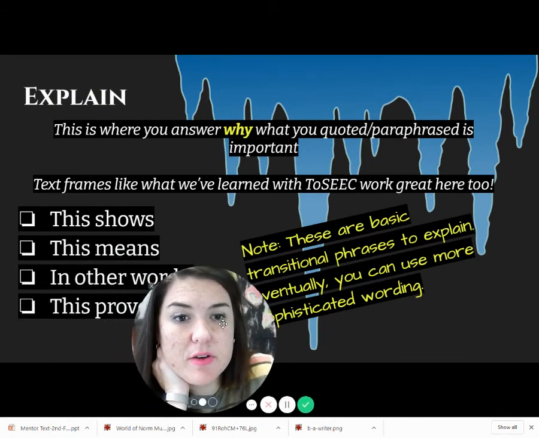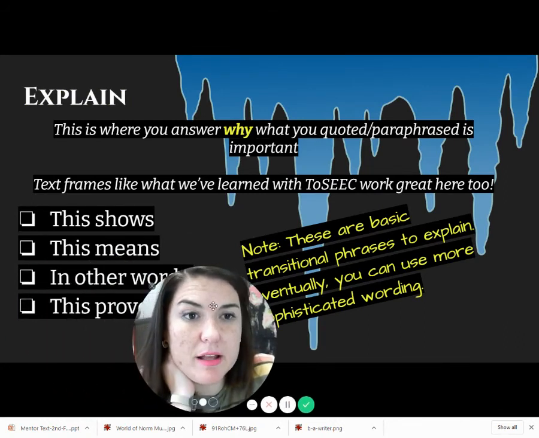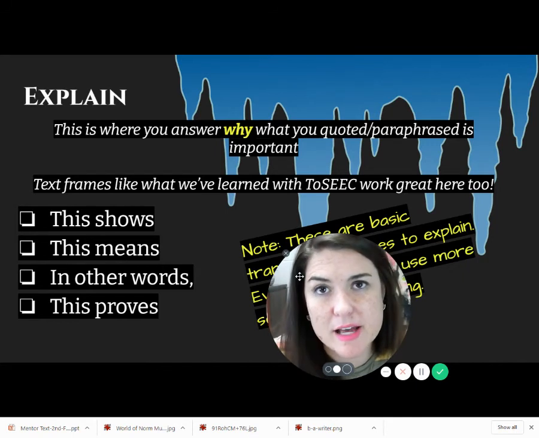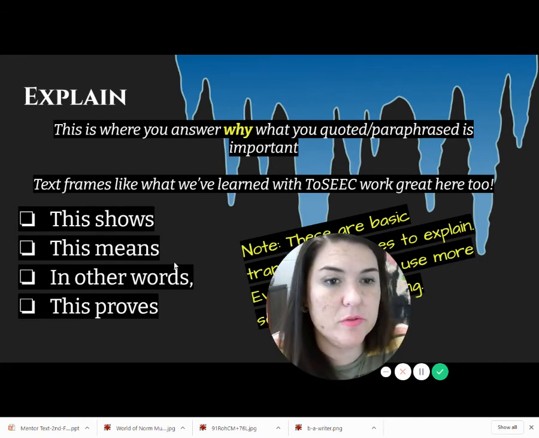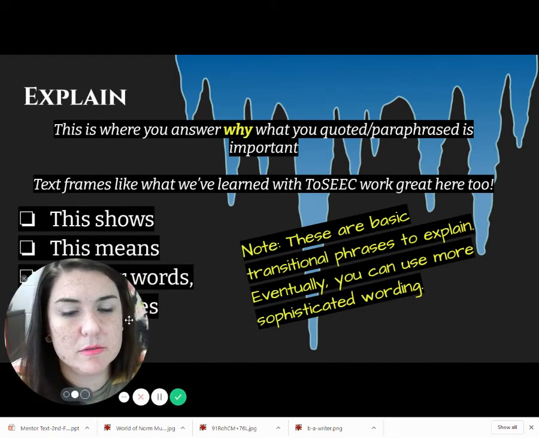Again, here are some text frames. Note, these are basic, but it's a great place to get started. Everybody's got to get started somewhere. This shows, this means, in other words, this proves, that kind of thing.